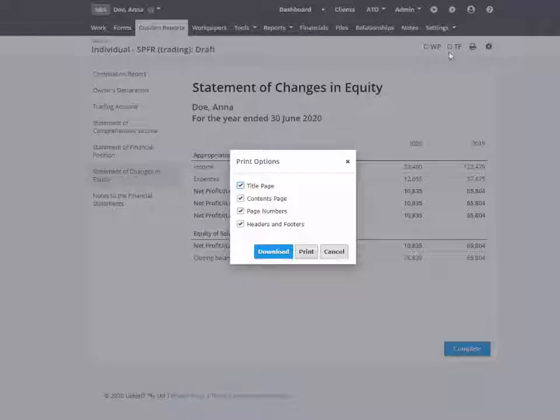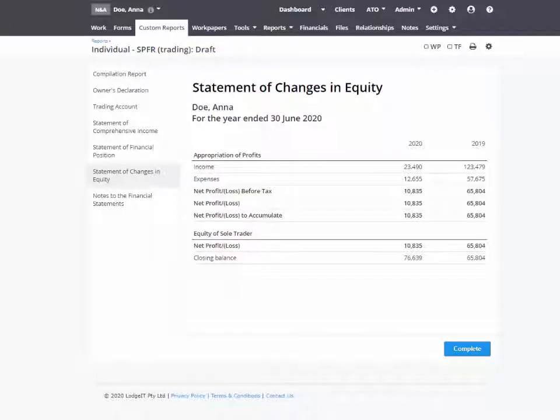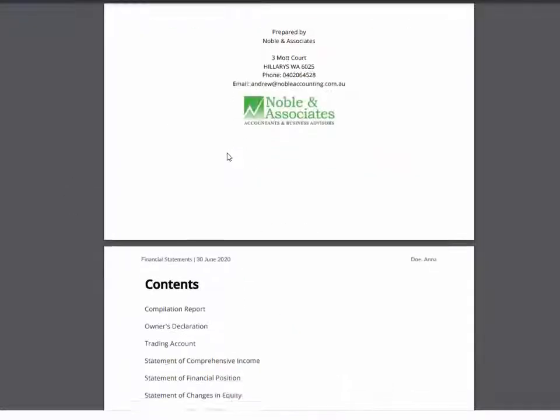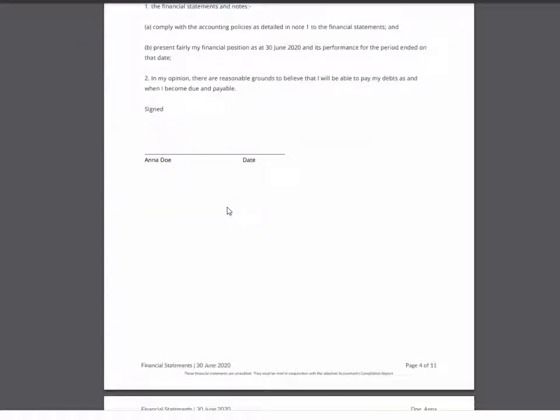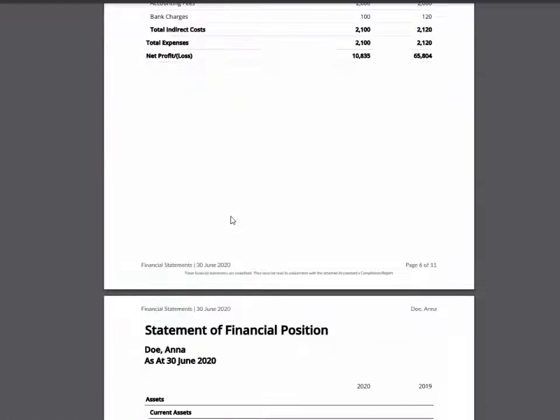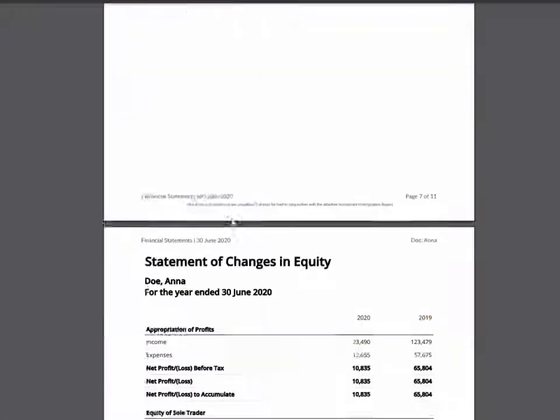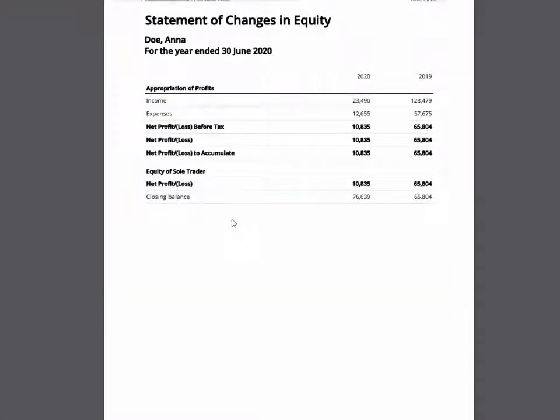We could have a look at that as an output. Balance sheet, statement of change in equity, right?